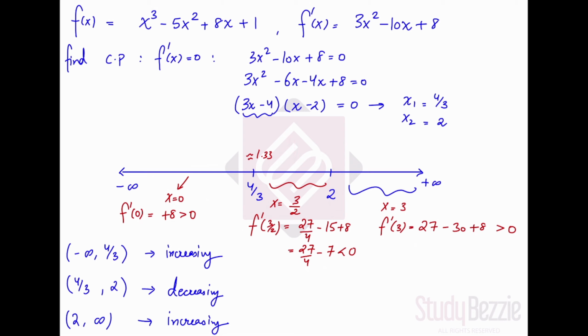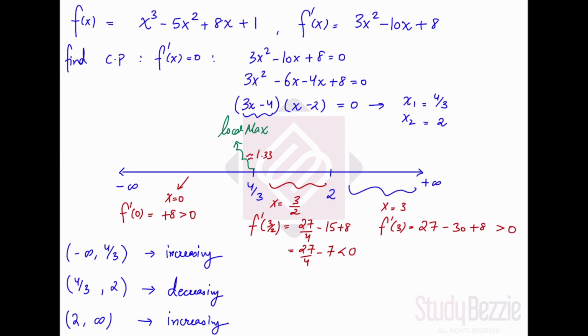So that makes a possibility of having a local max at this value. Why? Because the function was increasing all the way up to this point, and then it starts to decrease. That means at 4 over 3, the value itself has reached the maximum it was supposed to, because it starts to decrease further from there. So you've reached a max.